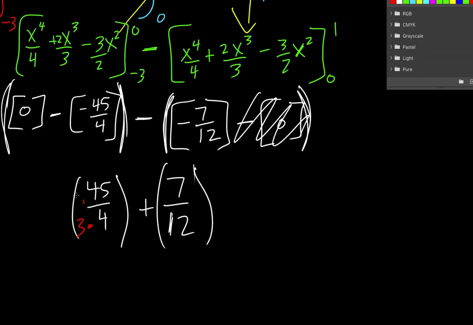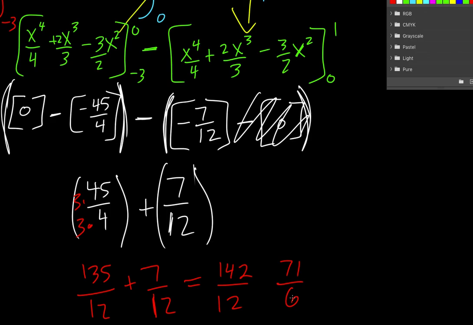Okay, I can multiply this by 3 over 3. So 45 would be 135 over 12 plus 7 over 12. And if we add those together, we get 142 over 12. Those are both divisible by 2. So we get 71 over 6. And yeah, that's similar to the answer that they get in the book, just written a little bit different.